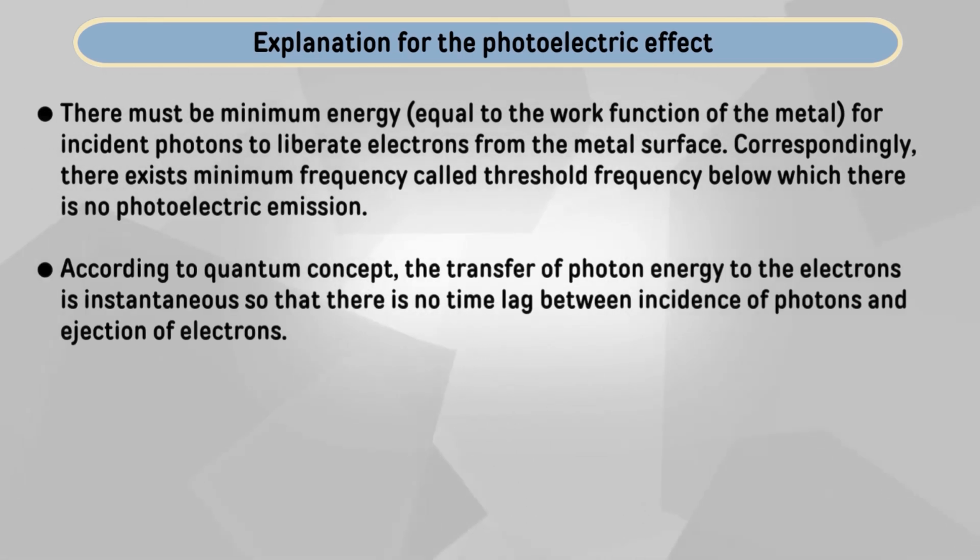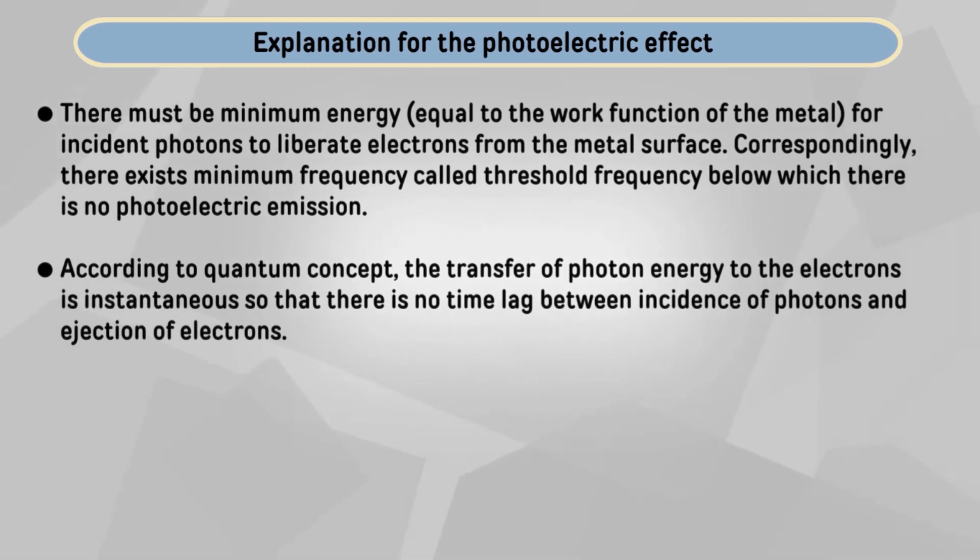And according to the quantum concept, the transfer of photon energy to the electron is instantaneous. So, there is no time lag between the incidence of the light beam and the emission of the electron. This is just opposite to what the classical theory was trying to show. According to this theory, there is no time lag between the incidence of the photon and the emission of the electron. This is an instantaneous phenomenon.